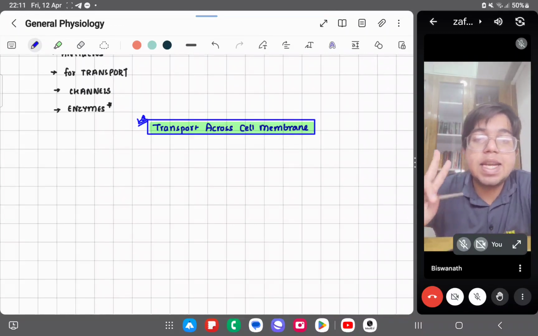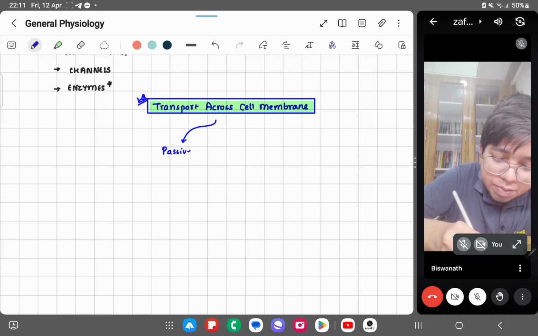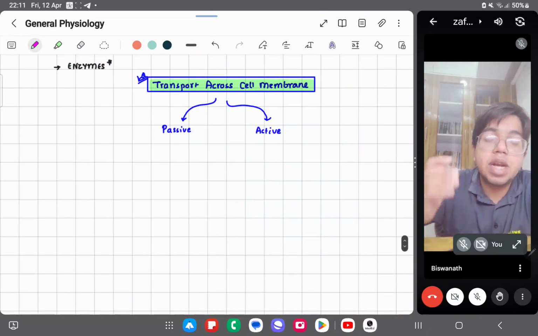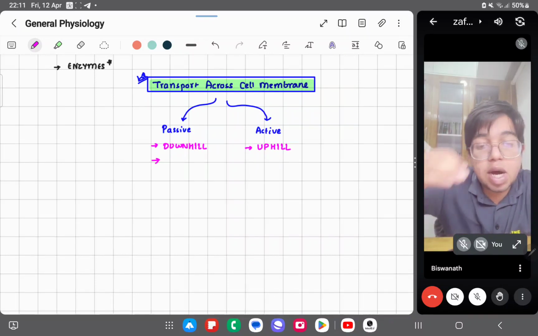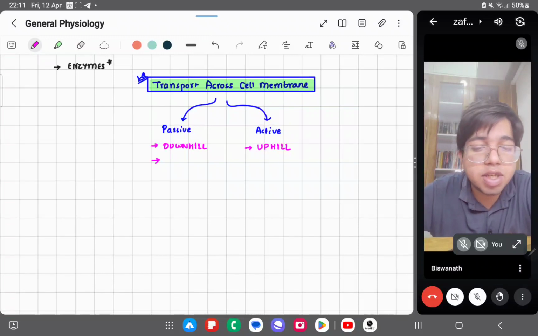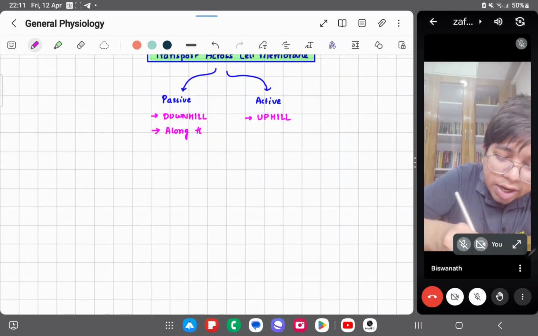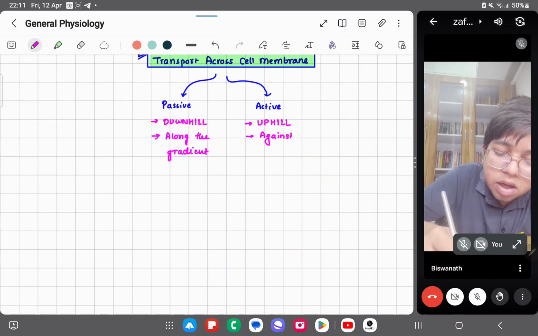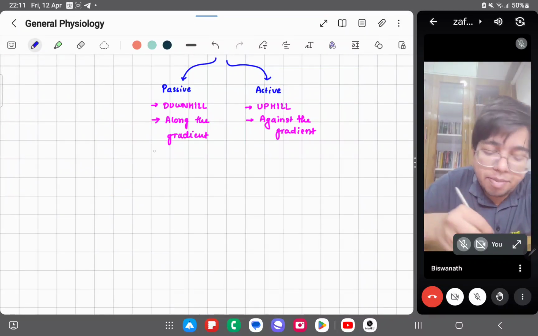Basically we have two types of transport: passive transport and active transport. Passive transport means down the concentration gradient, downhill. Active transport means an uphill process. In passive transport, you are coming down the concentration gradient, like running down the stairs where gravity is helping you, so it is along the gradient. Active transport is against the gradient, like moving up the stairs. If you are moving passively, you have no energy requirement, no ATP needed.